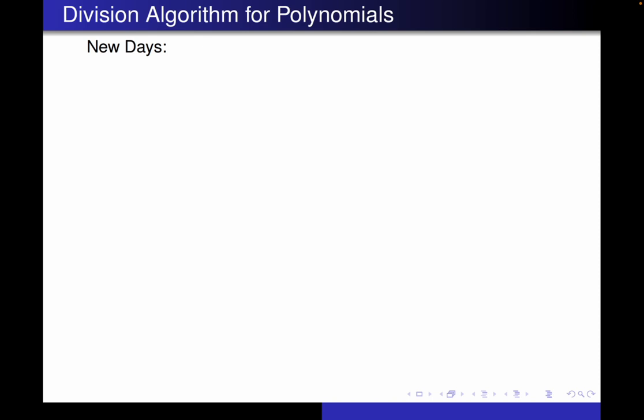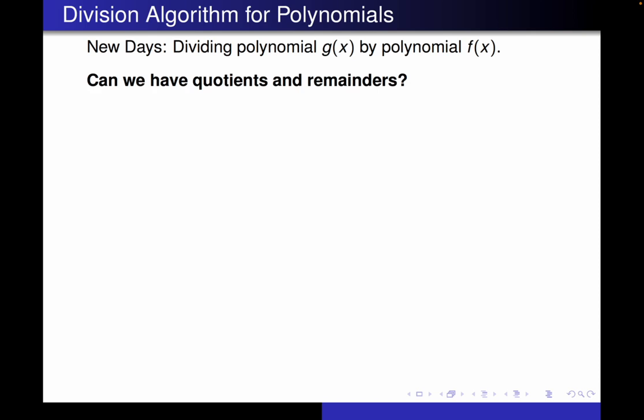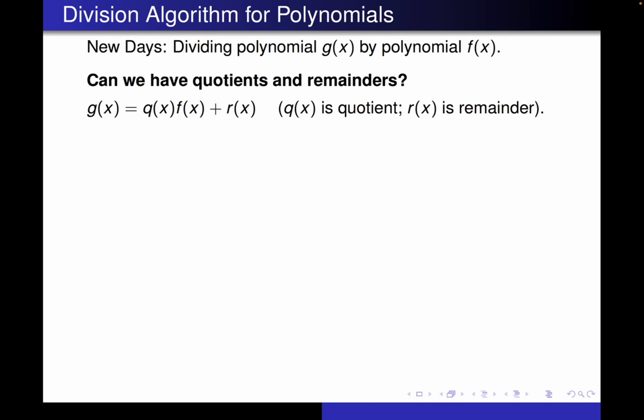So what's that going to look like for polynomials? Well, first of all, instead of dividing integers, we're going to be dividing polynomials. So we'll be dividing some g(x) by some polynomial f(x). The equation for quotients and remainders is going to look exactly the same, except instead of integers, we have polynomials: g(x) = q(x)f(x) + r(x). q(x) is the quotient, r(x) is the remainder.